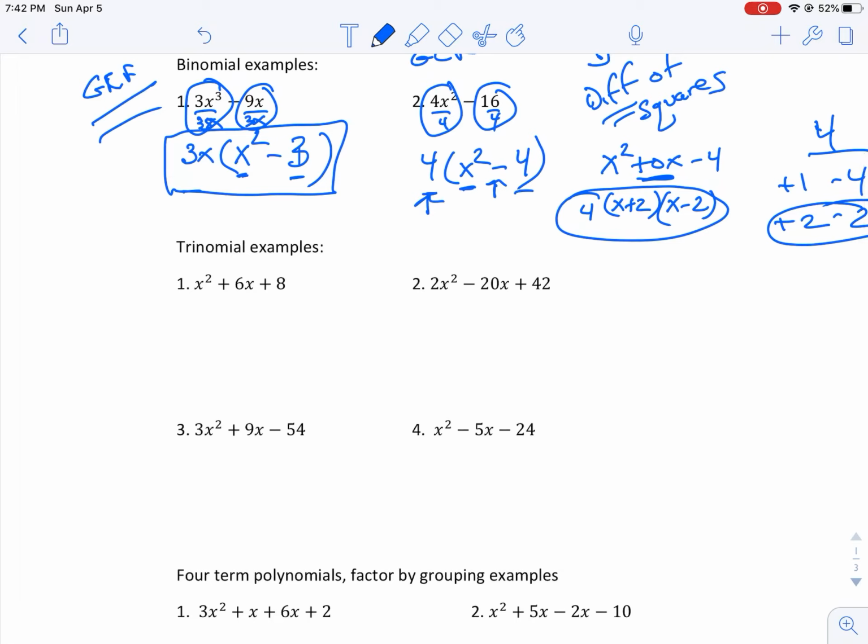Okay, now our trinomials, we have 4. All right, number 1, look for greatest common factor. I have x squared plus 6x plus 8. There's no greatest common factor of all 3.